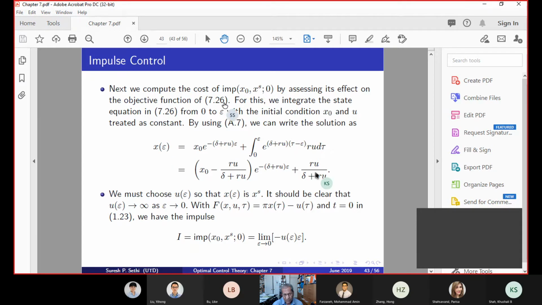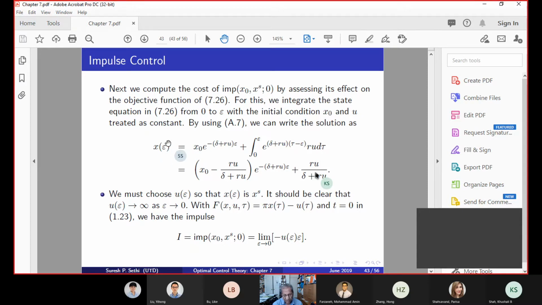The differential equation in epsilon time. So if I begin with x0, use a control u, then in time epsilon, the value of the market share will be x epsilon. This is the solution of the differential equation from time 0 to time epsilon using the control u. Okay, what is my purpose? My purpose is to go to xs. That means I want x epsilon to become xs.